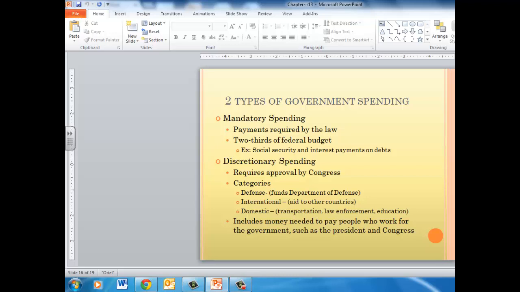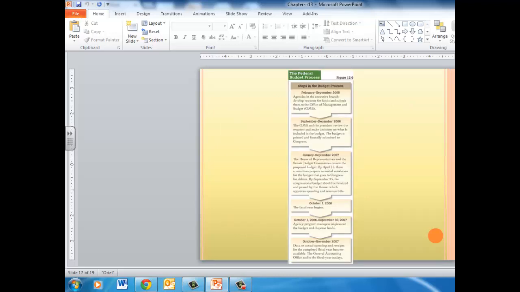And in order to spend this money, it must be approved by Congress. The president does not have the power to just spend the government's money as they wish. So that discretionary spending is broken down into defense, international, and domestic. And this also includes money that we need to pay for work to the government, such as the salary of the president and Congress.